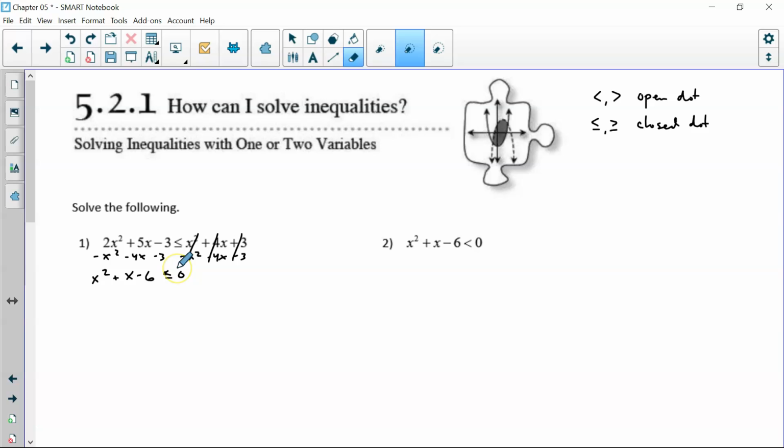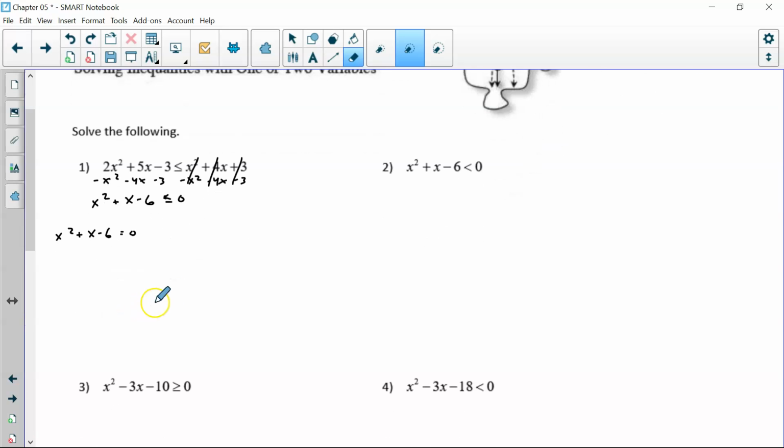Now, we stop thinking about it as an inequality and think about it as an equation. We'll come back to the inequality in a moment. X squared plus x minus 6, and we're going to treat it as equals 0. Now, we can factor this. We get x and x. To multiply to negative 6 and add to 1, we're going to have a positive 3 and a negative 2. X plus 3 equals 0. X minus 2 equals 0. So x equals negative 3 and x equals positive 2.